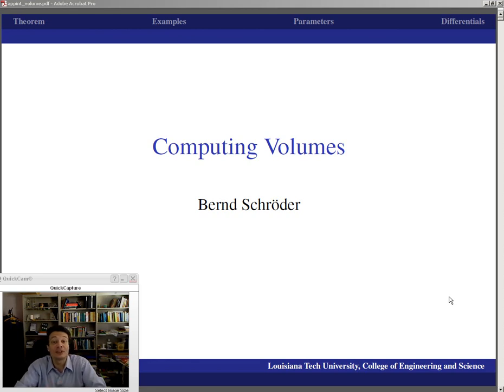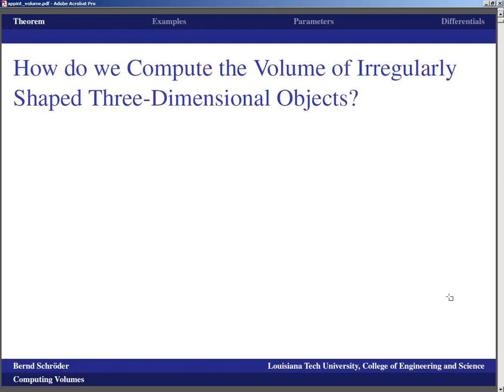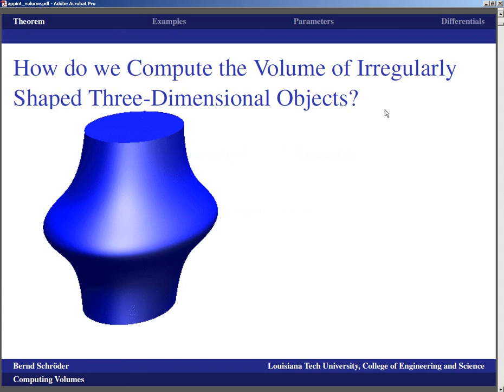So let us look one more time at what the idea is for computing three-dimensional volumes. The question is, how do we compute volumes of irregularly shaped three-dimensional objects, such as this one, for example? Note that I am also not implicitly assuming that this cross-section is a circle. This could be an ellipse or something more complicated. So how do we do that?